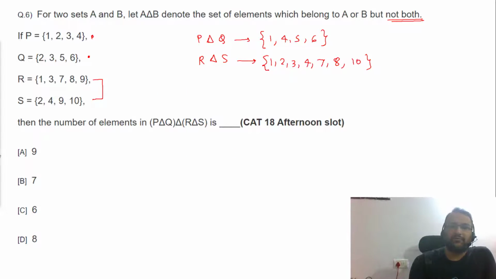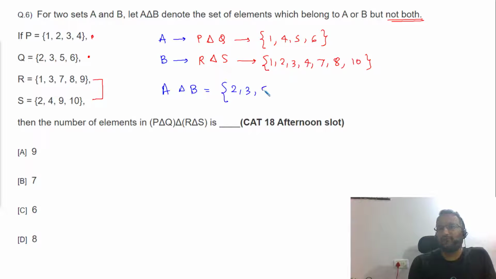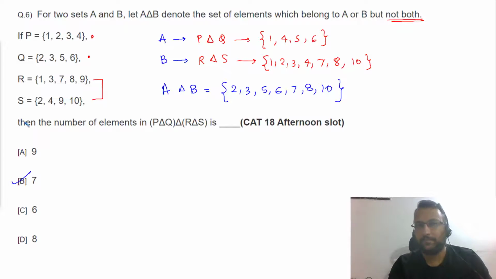So now let's call this set A and this set B. We are supposed to find A triangle B. So 1 is common, so we are not supposed to include 1. Then 2, 3, 4 is common. 5 is not, 6 is not, then 7, 8, 10. So the number of elements in A triangle B is equal to 7. This is how we can solve question number 6.